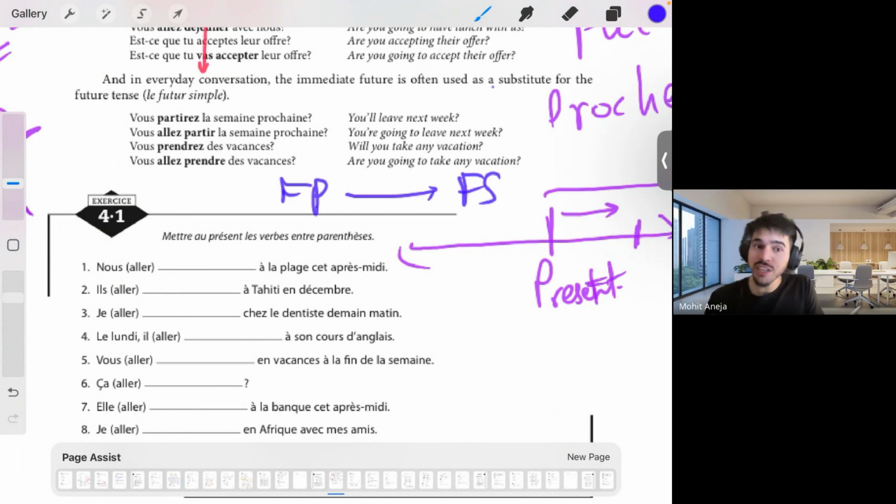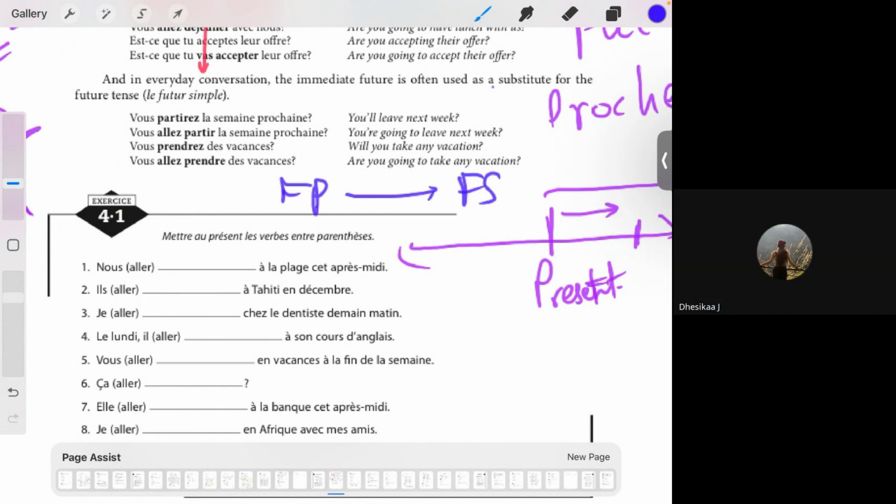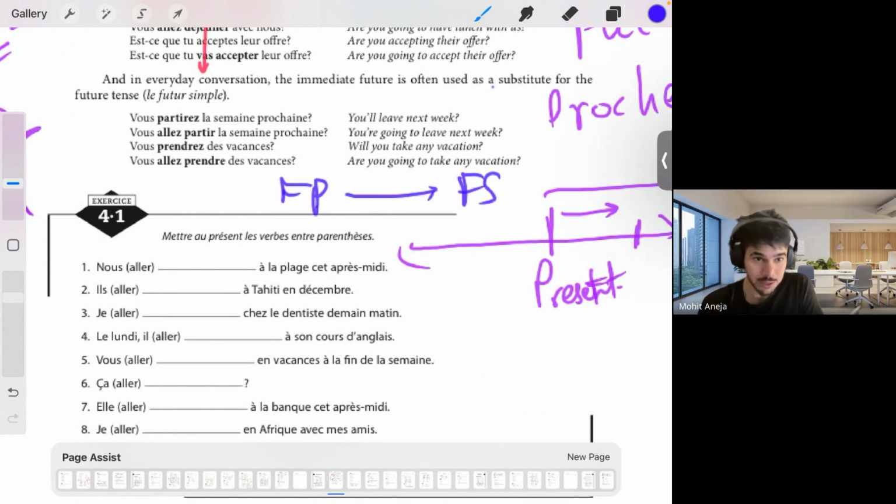But we just used je vais acheter une voiture en septembre. September is not until five months away, right? So is it near? No, it's not. But we still used the futur proche. What we can learn, which is better than learning near and far, is that if there's a definite duration as to when that thing is going to happen, we can use futur proche.